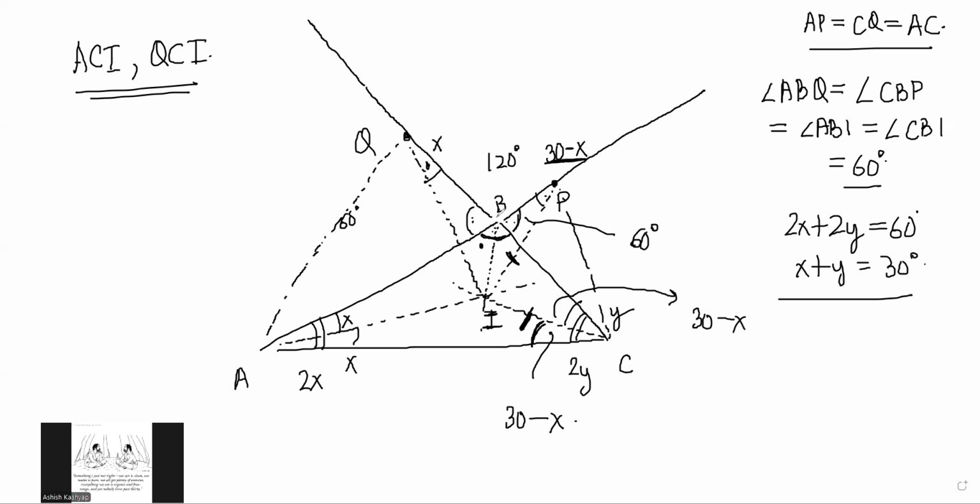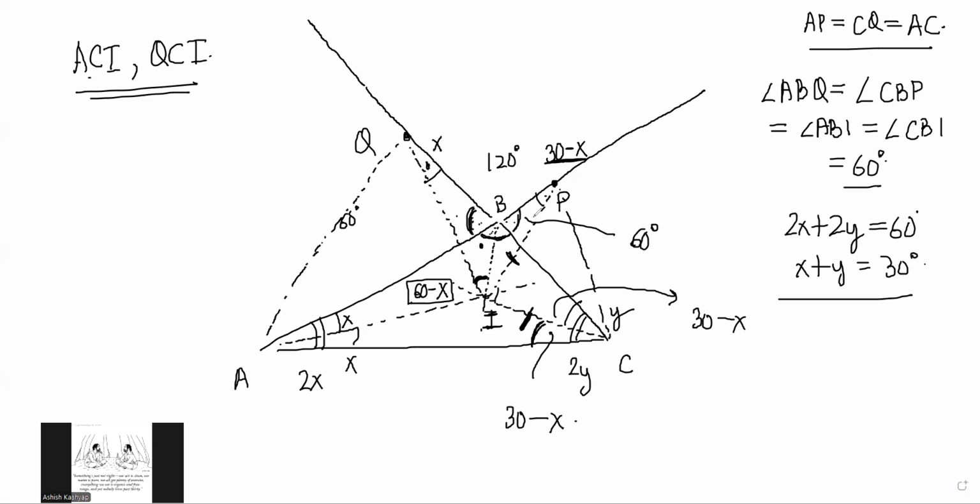And in QBI we know this angle is 60. So QIB, this is 60. So this is 120. So if this is x, this is 60 minus x here. So from one congruency, you know that this angle is 60 minus x, right? And similarly, you can say angle PIB, right?